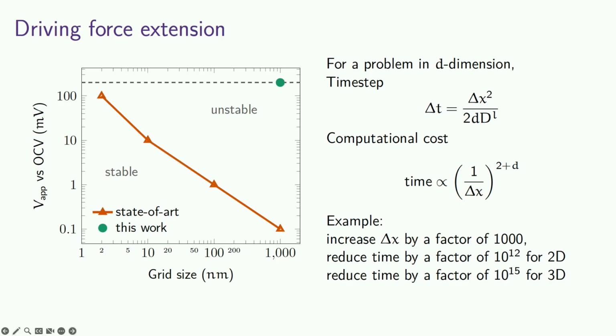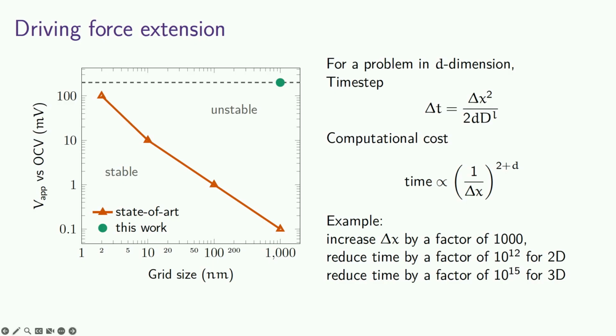And so this is what I showed you before. This is kind of state-of-the-art methods with extremely small grid sizes. At this very high potential, this is where the driving force extension method comes in. So it's stable all the way up there in this unstable region.